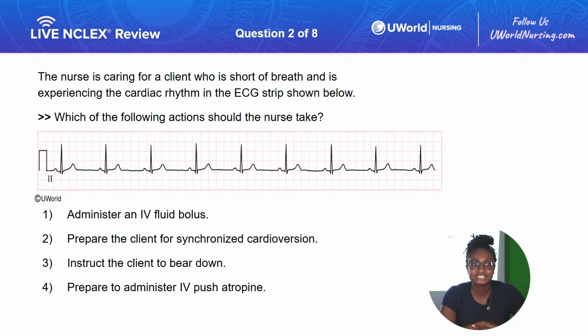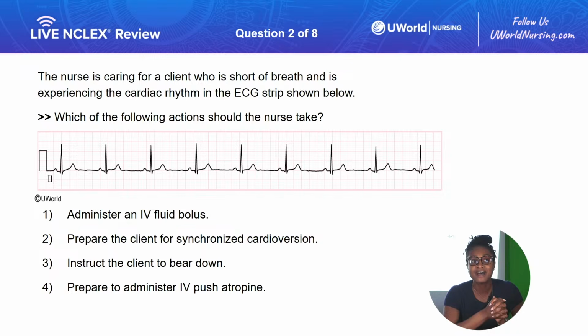Question number 2: The nurse is caring for a client who is short of breath and is experiencing the cardiac rhythm in the ECG strip shown below. Which of the following actions should the nurse take? I will also say all of our strips are 10-second strips, meaning they are a lot longer. So when you're trying to count a rate, be very, very careful. With 10-second strips, you multiply everything by 6 to get the rate, since there are 6 10-second strips in 1 minute. So use that to your liking.